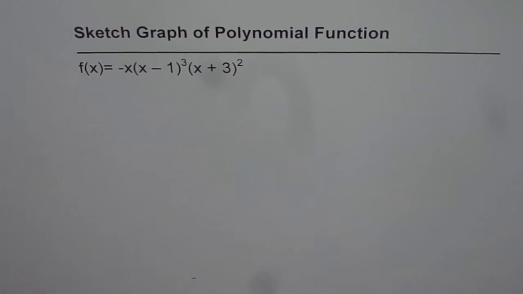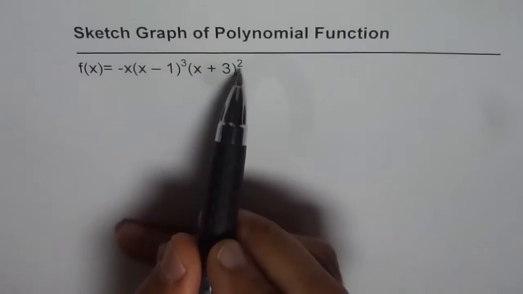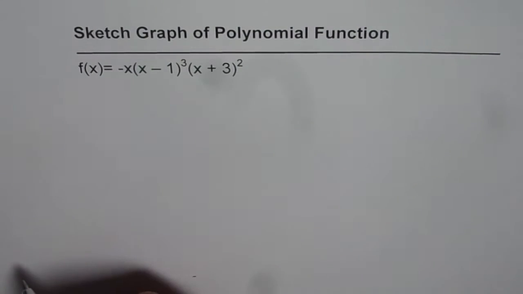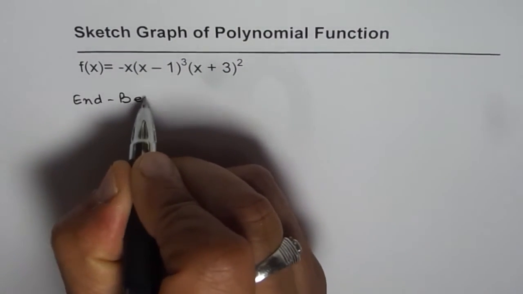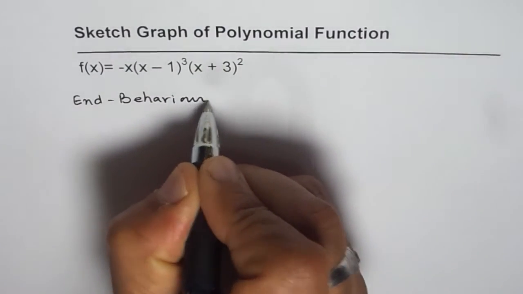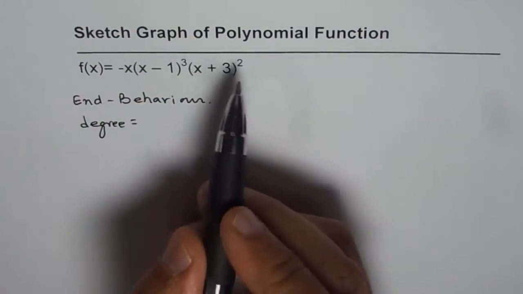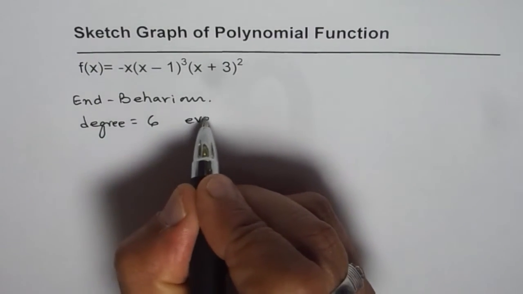Now let's look into different aspects which should help us to sketch this graph as best as we can. One is that we should know the end behavior, and to find the end behavior we need to know two things: the degree and the leading coefficient. So end behavior comes from degree. The degree of this function is 2 plus 3, 5, 5 plus 1, 6. So basically it's an even degree function.